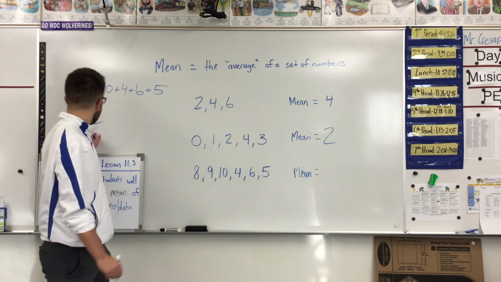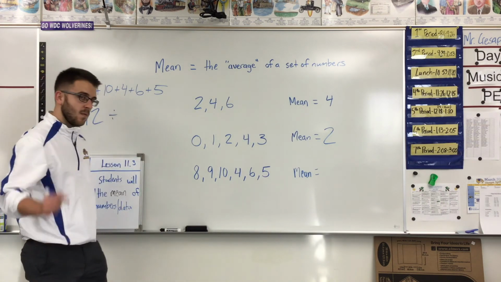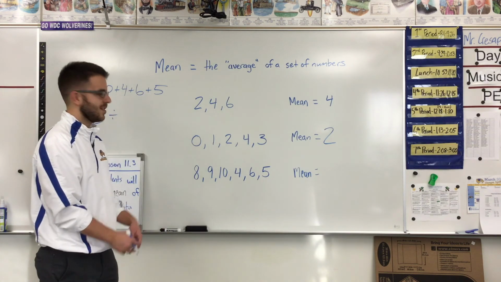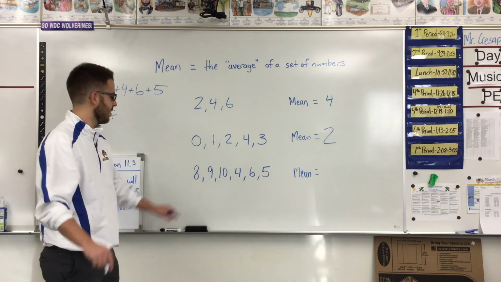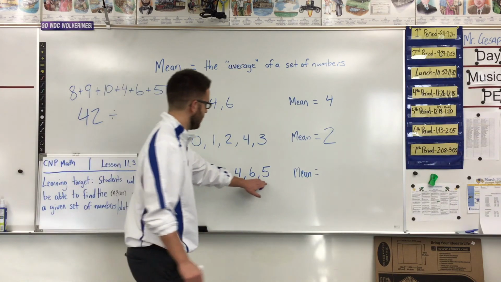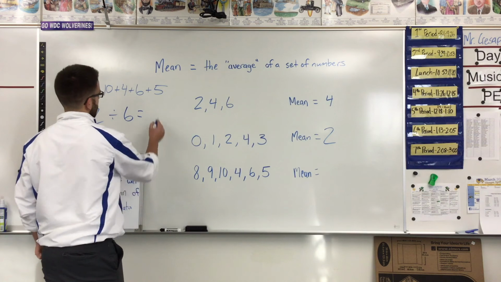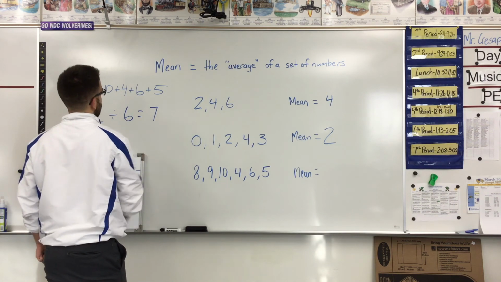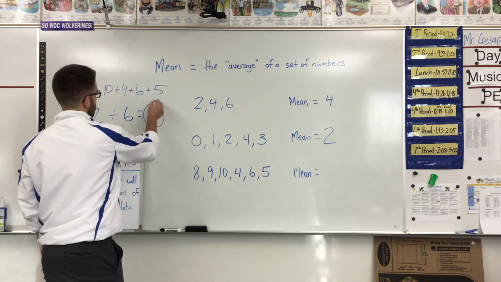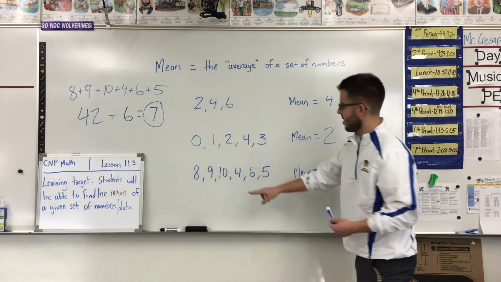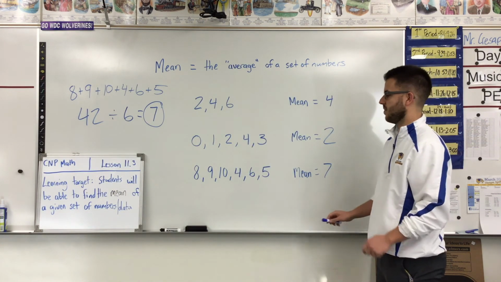Then we take that number and we divide it by what? If you said the total amount of numbers in the set of data, you are correct. 1, 2, 3, 4, 5, 6. 42 divided by 6 equals 7. 7 is our mean of that set of data.